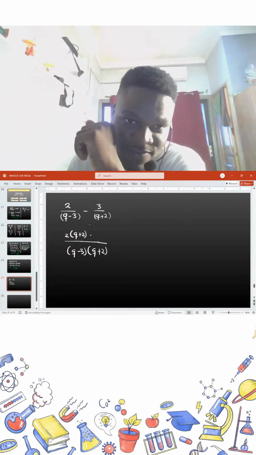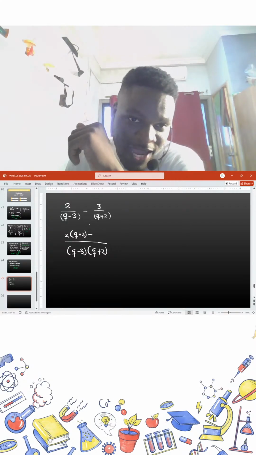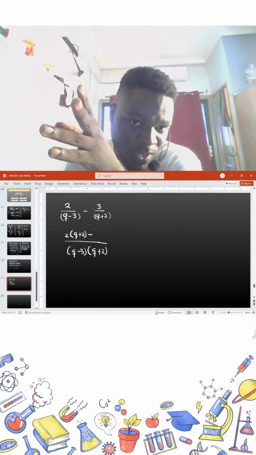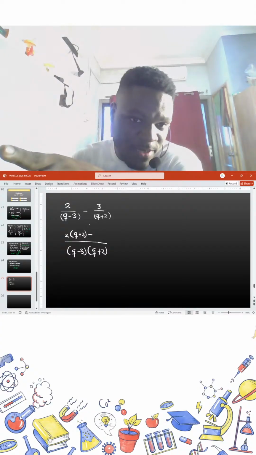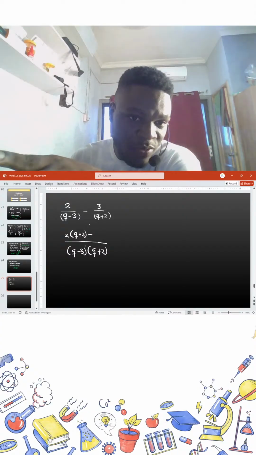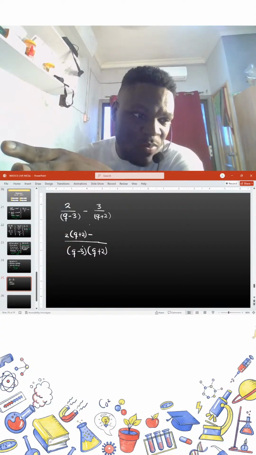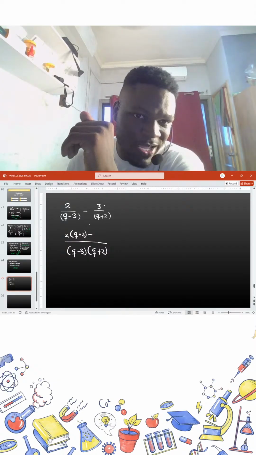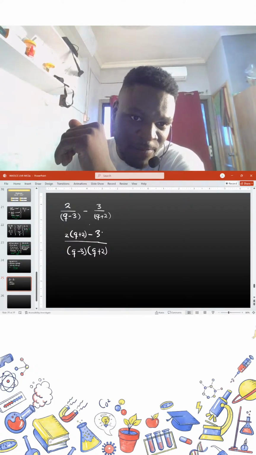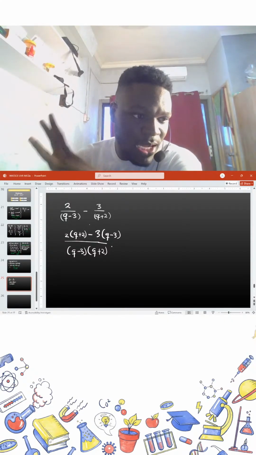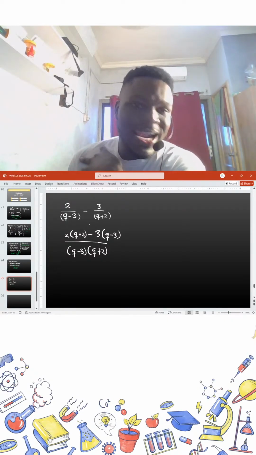Then I bring the negative sign over here. Then I have q plus 2 over here. That q plus 2 will divide the LCM q plus 2, so it will be left with q minus 3. And that q minus 3 will multiply the numerator over here, which is 3. So I have here 3 into bracket q minus 3 multiplying. Are you okay? So this is the expression that I now have.